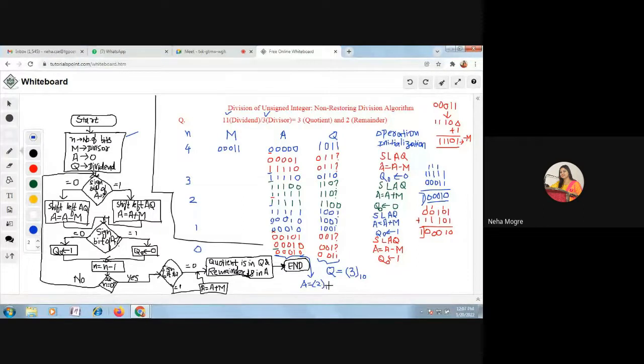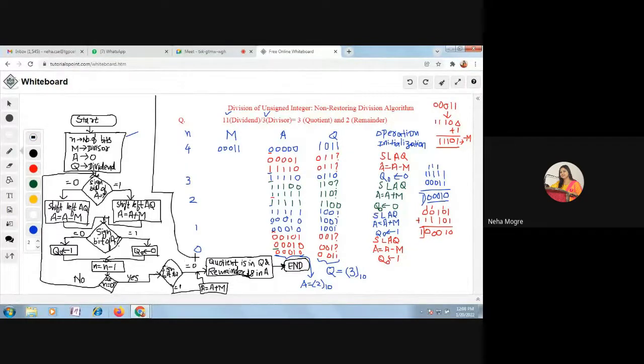Okay, so here you can see in this example, nowhere we have done the restoration method. Can you see this? Nowhere we have performed the restoration method. Instead of that, after performing shift left, we have performed A equals A plus M and then check the sign bit of A. Every time we are checking the sign bit of A and checking the result. Is that okay?